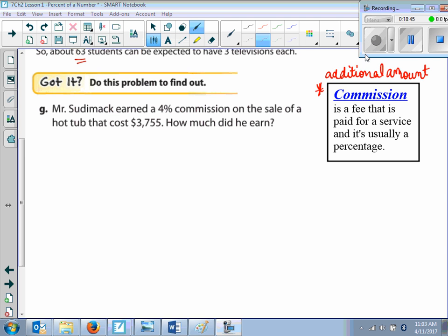So, just like we did earlier in the school year, we can think of this as a what number is question. So we can say 4% of 3,755 is what number, right? So we want to know 4% of 3,755. So let's write that expression. 4% of 3,755.